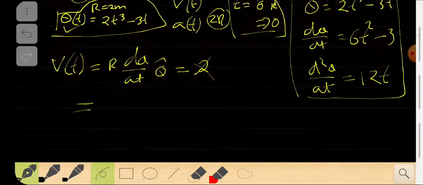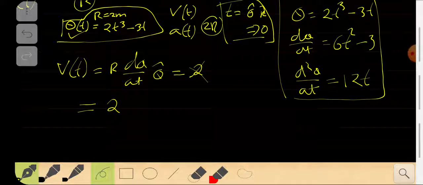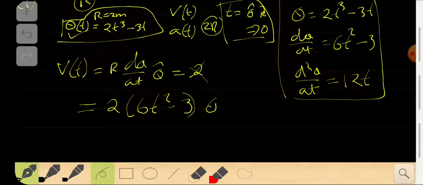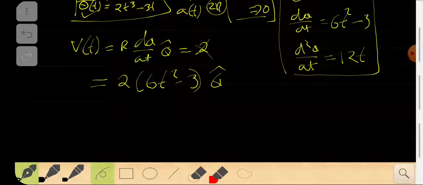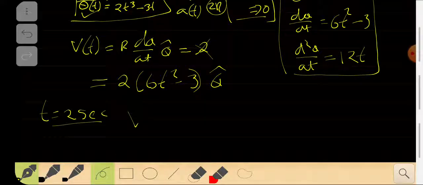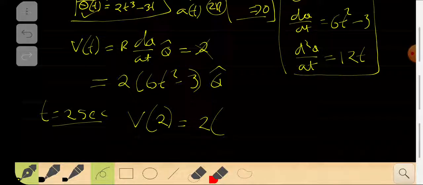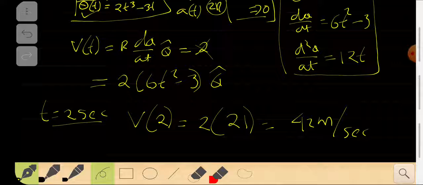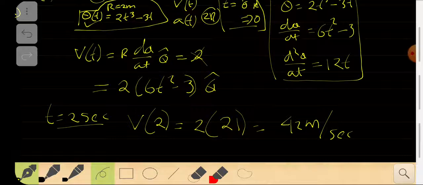So r is 2, d theta by dt is 6t squared minus 3, in the theta cap direction. So that's the velocity right there. It's very easy. Now let's assume that time is equal to 2 seconds. At t equal to 2 seconds, what will be the velocity? V of 2 is 2 times (6 times 2 squared, that's 24, minus 3), that is 21. So that is 42 meters per second. I just did a couple of steps and I got the answer.